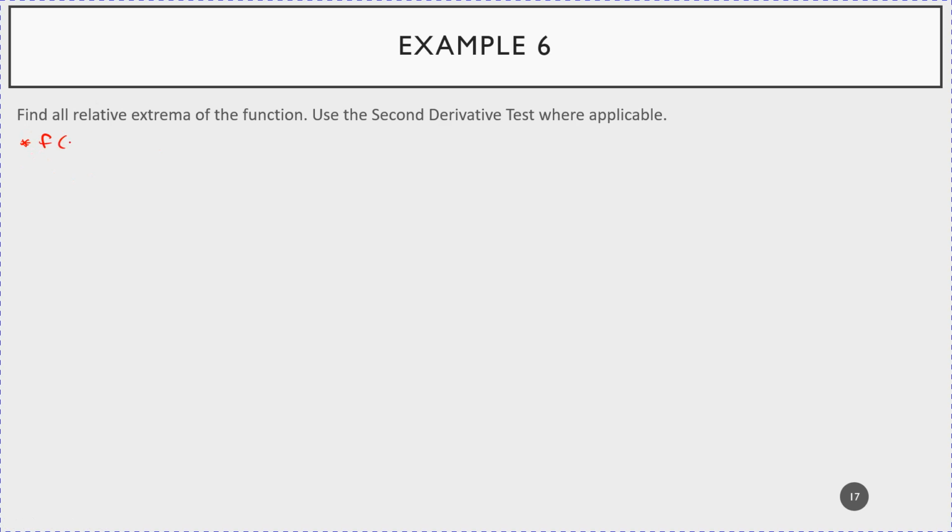Let's look at f of x equal to the square root of x squared plus 1. Again, the first thing I'm going to do is rewrite this as x squared plus 1 to the 1/2, because as I work through the problem, I'm going to interchange between these two notations. Sometimes it's easier when you're going to take the derivative to use this form. So let's find critical values or critical numbers.